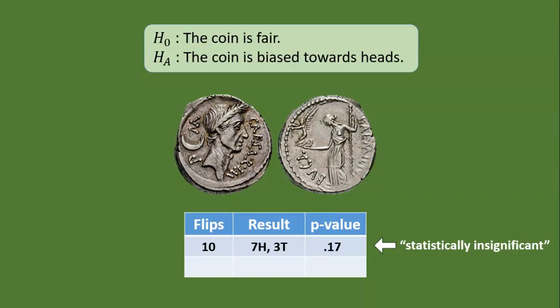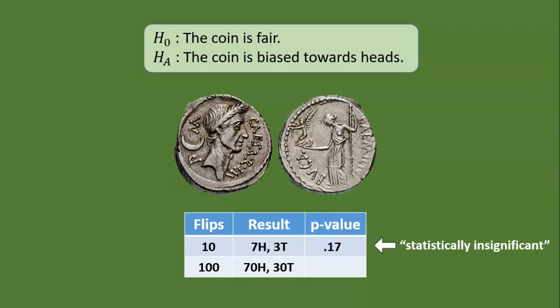It's just a sign that our data wasn't strong enough to warrant rejecting the null hypothesis. In this particular case, the data wasn't strong enough simply because there was so little of it, because we only flipped the coin 10 times. In contrast, when we flip the coin 100 times, obtaining 70 heads and 30 tails, which is the exact same ratio of heads to tails that we saw before, now our evidence against the null hypothesis was much stronger.